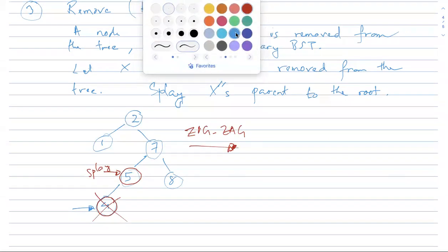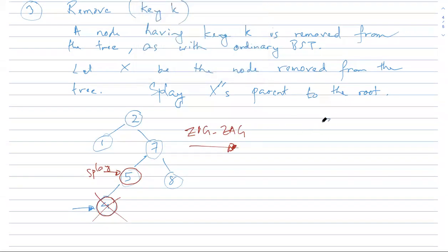And we now know how to handle this. So 5 will come to the root. And then on the left hand side, you have 2, right hand side, you have 7. And then you just follow the same order. So you have 1 on the left. Then you have 8 here. And that's what you would end up with.